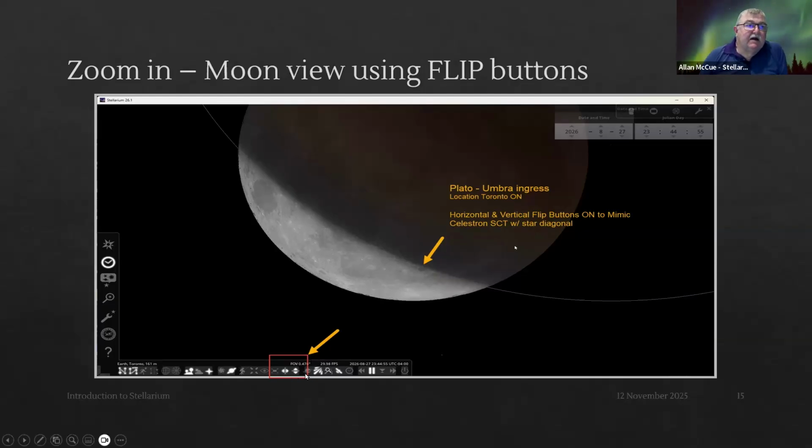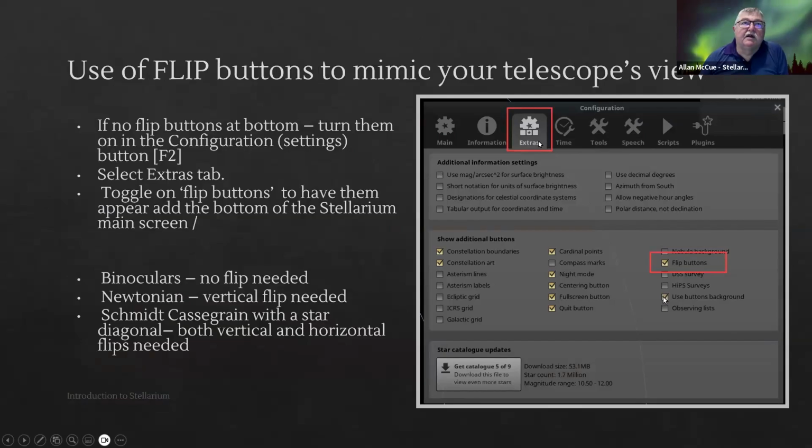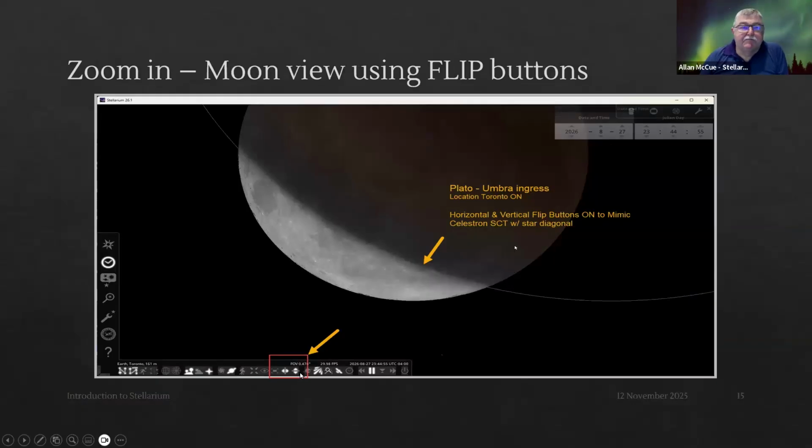And down at the bottom is where those flip buttons show up. If you're not seeing the horizontal flip and the vertical flip with these arrows going in opposite directions, then that's where you need to go back and run the configuration and turn them on. Okay, by hitting this under the configuration extras menu item, then that makes them appear down at the bottom.